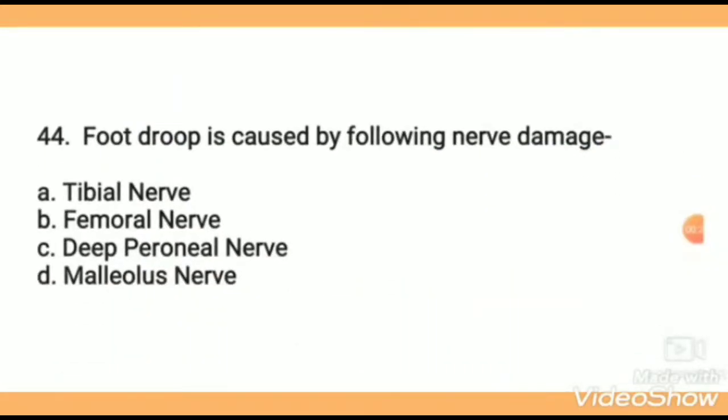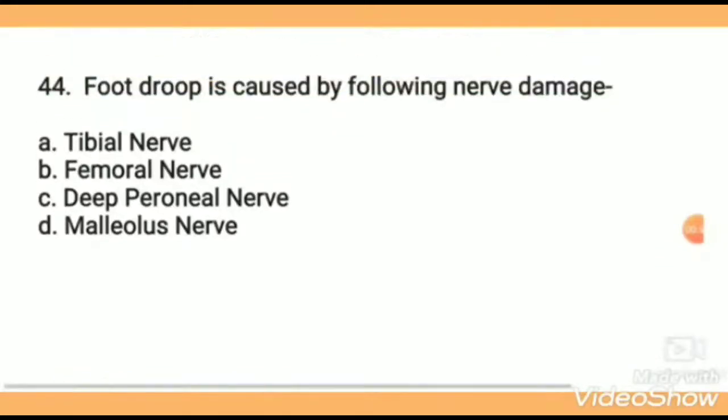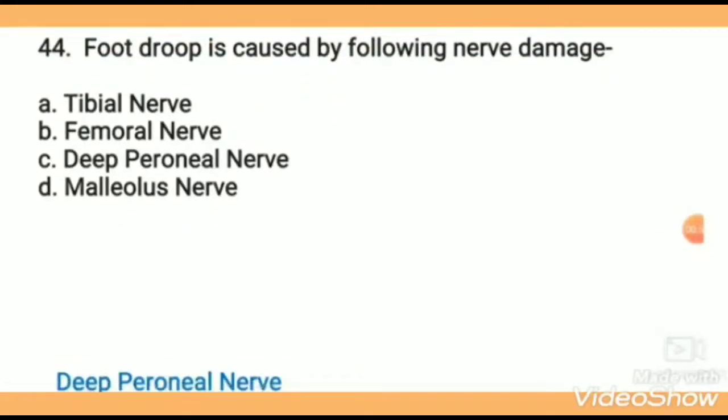Foot drop is caused by following nerve damage: tibial nerve, femoral nerve, deep peroneal nerve, or malleus nerve. So, the correct answer, foot drop is caused by the deep peroneal nerve damage. Because entrapment of the common peroneal nerve, also called as fibular nerve, can cause a myriad of symptoms ranging from low back pain to foot drop. Next question.